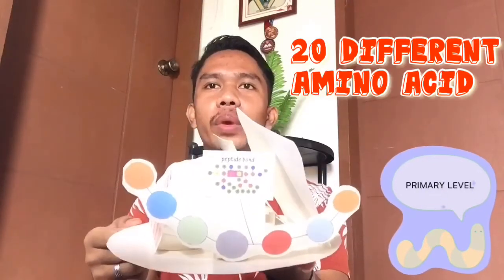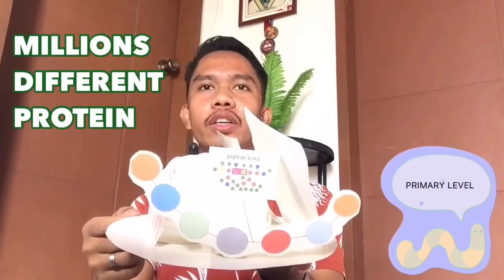And there are only 20 different amino acids, and they are able to make up millions of different proteins, all with different structures and functions. Amino acid molecules are joined together by peptide bonds. This is a condensation reaction, and therefore water is produced as a waste product. Two amino acids with a peptide bond make the primary structure, and they are known as a peptide.